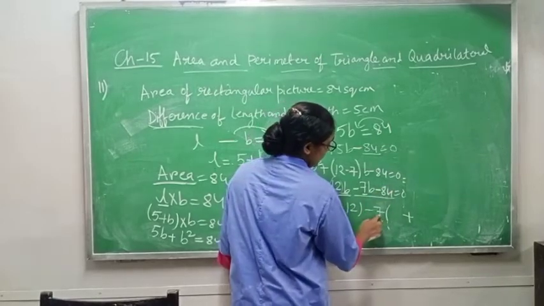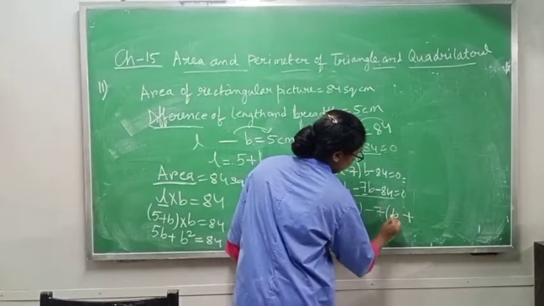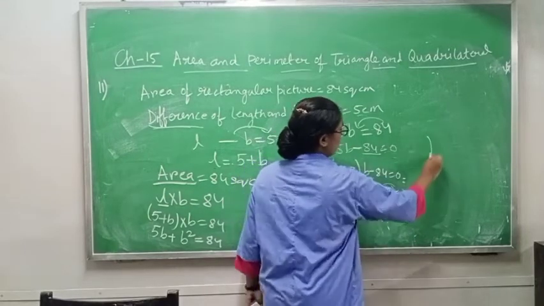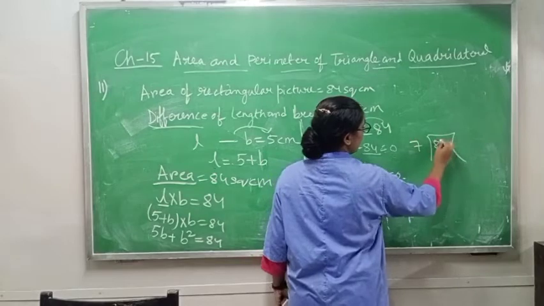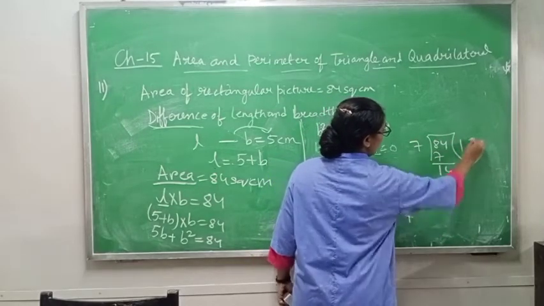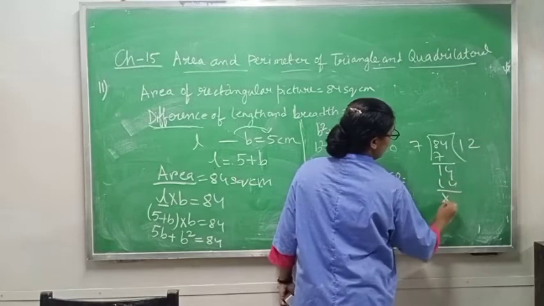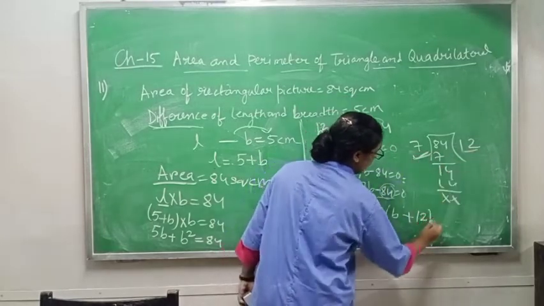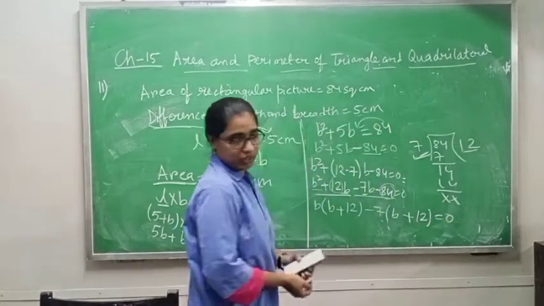So if you are taking 7 common, B will be left. And if you are taking 7 common from here, what will be left? If you don't know, please divide it. 84 divided by 7, 7 1s are 7, 7 2s are 14. So how much will be left? If you take 7 common, 12 will be left. So you will write B plus 12 equals to 0.